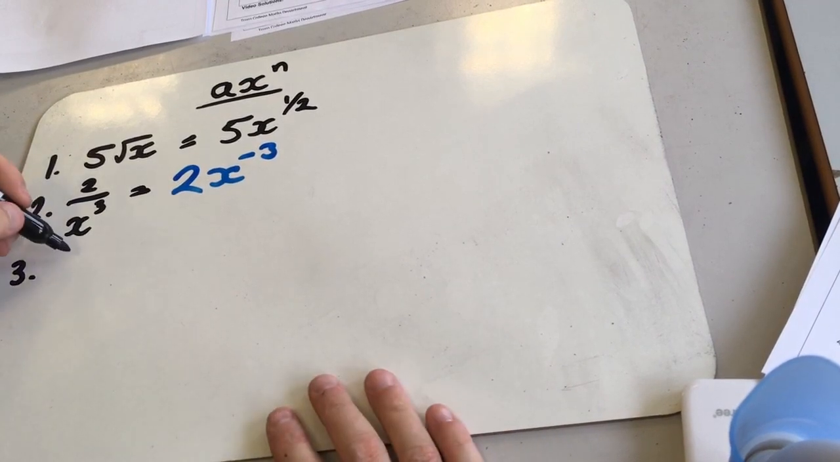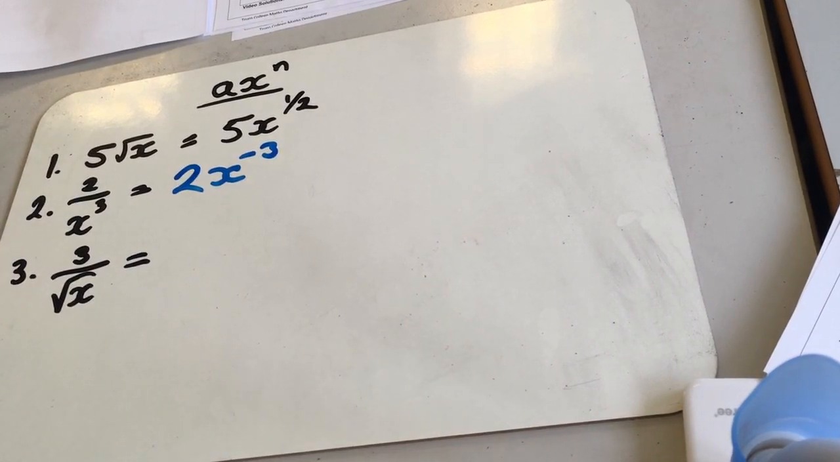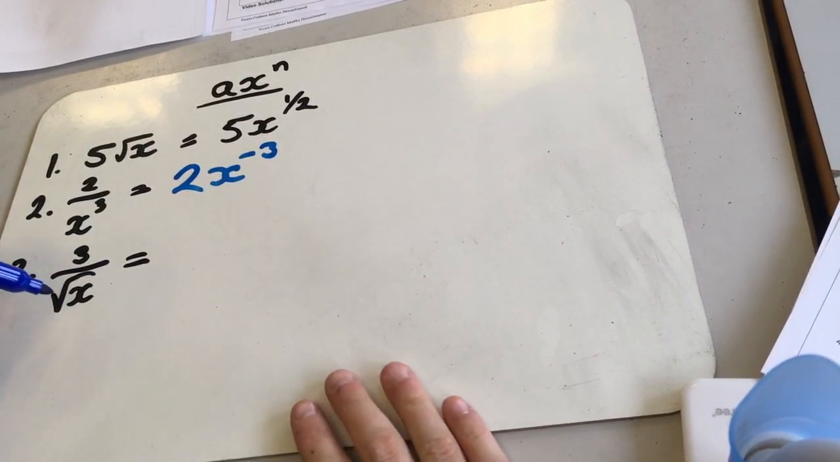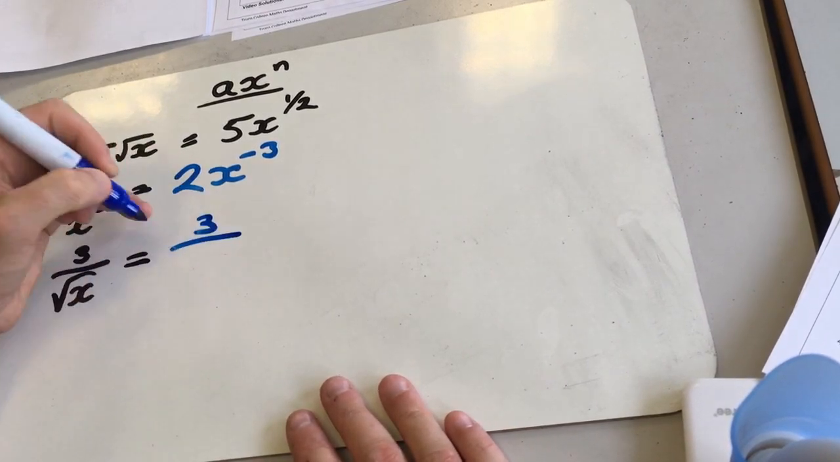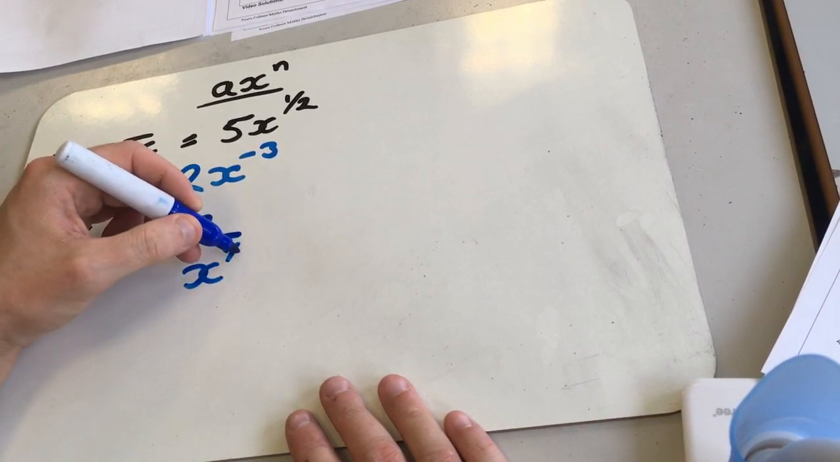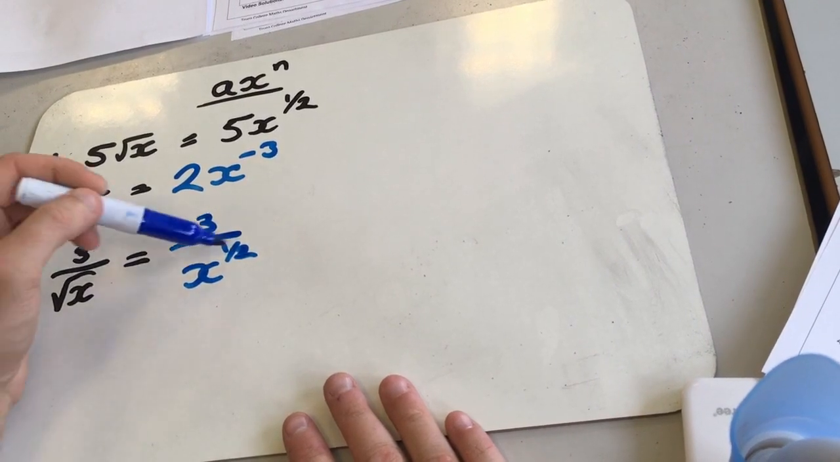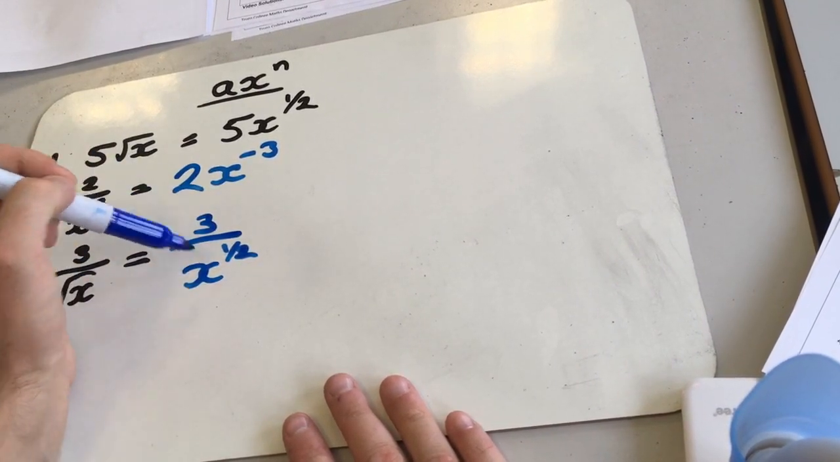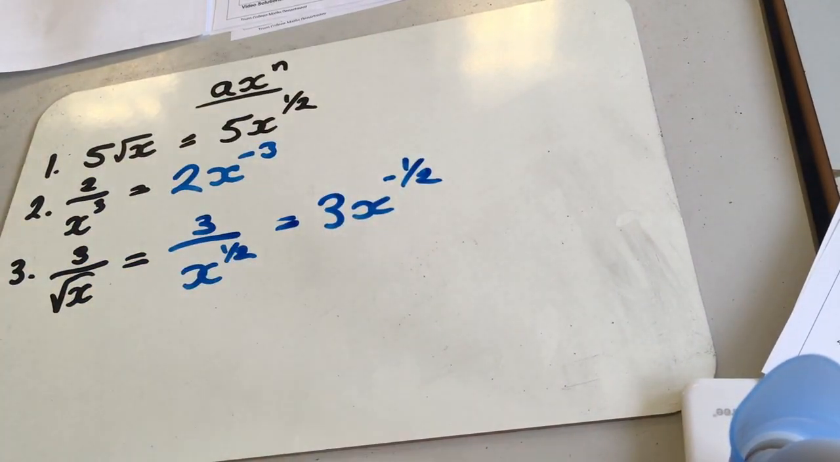Right, next one, we've got 3 over the square root of x. So 2 things we need to do this time. We need to bring up the x, and then we need to change the square root. So it's kind of like a mix of question 1 and 2 here. So first of all, let's write the square root as the power of a half. So we're going to get 3 over x to the half. And now we're in a similar situation to here. So we want to bring this x term up. So we're just going to put a minus in front of the power. So we get 3x to the minus 1/2.